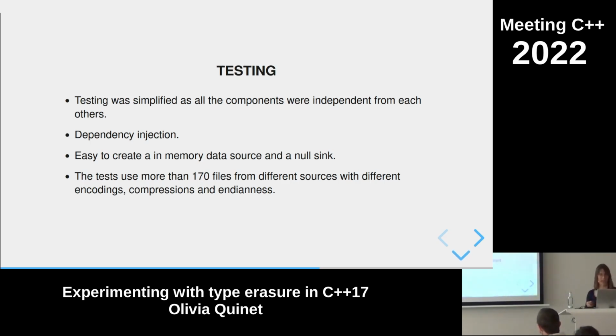It's more or less what you can call dependency injection, because for your test, you can create mocks easily in this sense. For example, it's easy to create an in-memory data source or a null sink because you don't want anything. But, of course, I also wrote tests on actual files to test all the encoding, compression, and endianness options. So it's about 80 megabytes of data in 170 files.